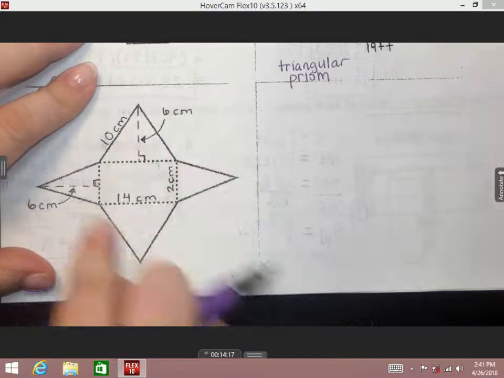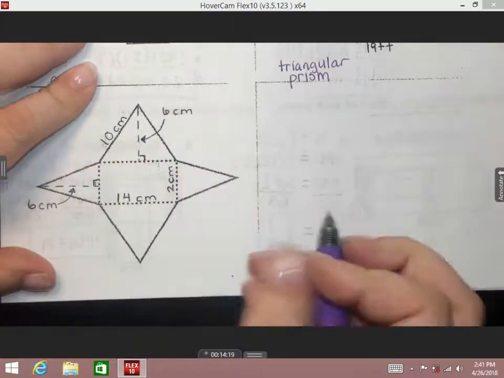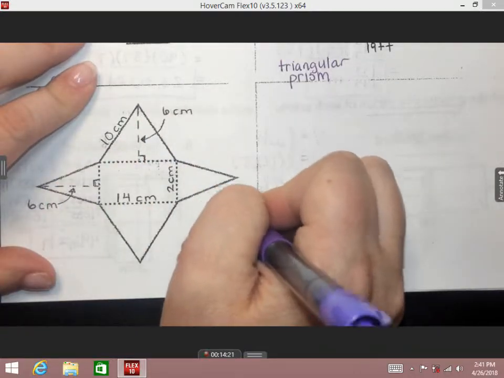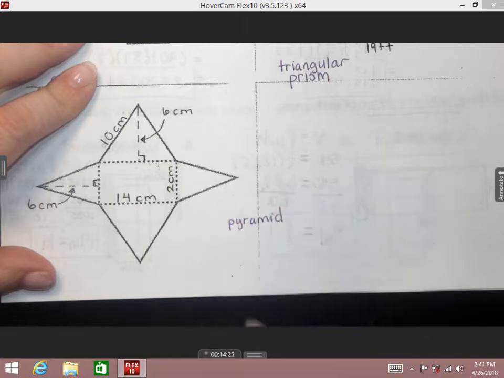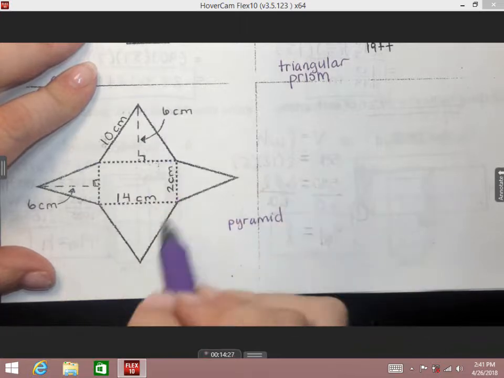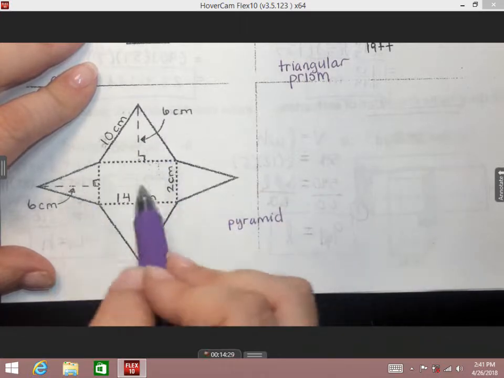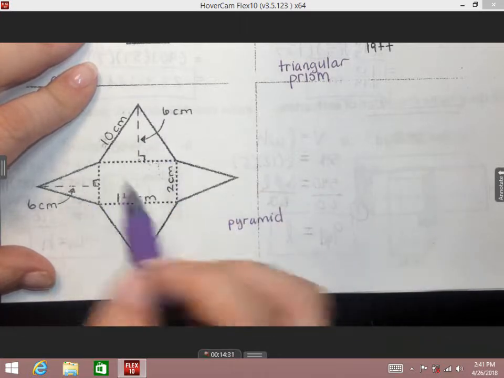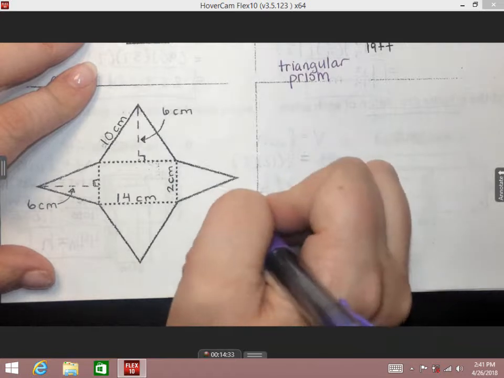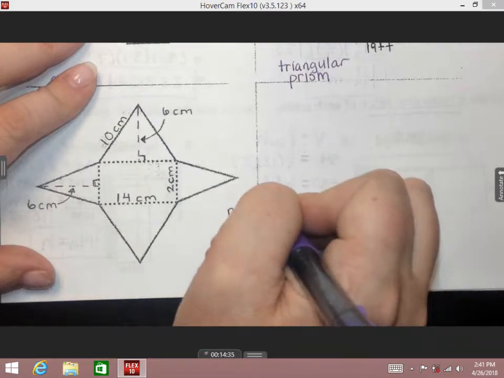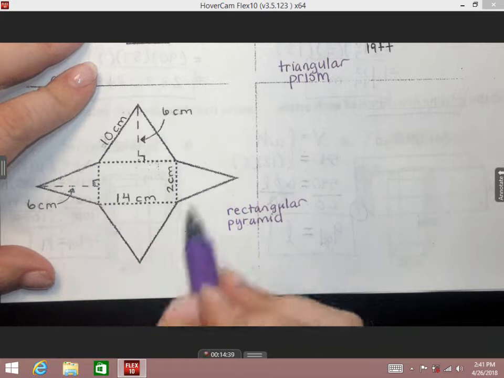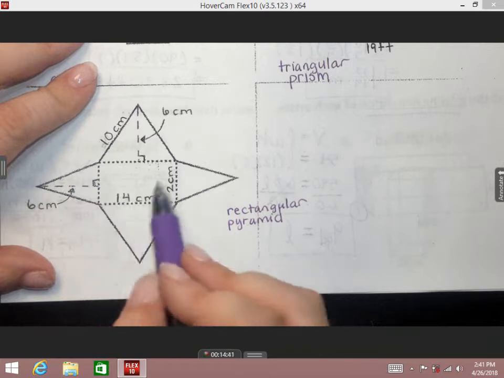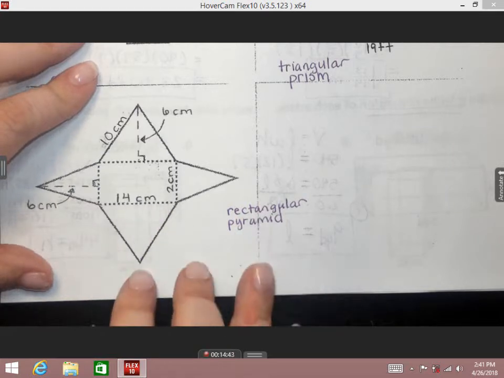Number 13 kind of works similar to that. This one has a lot of triangles, so that's going to make it a pyramid. A pyramid because the triangles are going to form the point. All right, it doesn't just have triangles, it also has a rectangle. So that rectangle is going to classify it as a rectangular pyramid. So again, the triangles make it a pyramid. The rectangle makes it rectangular.